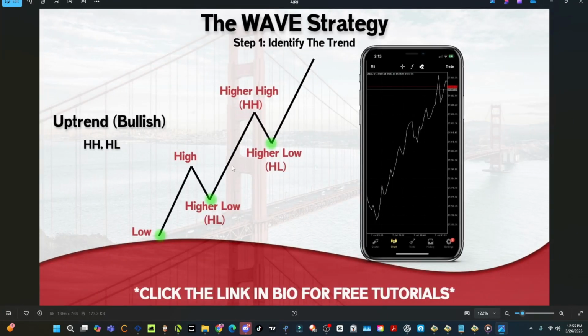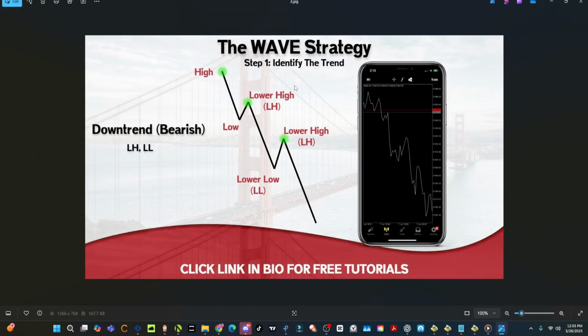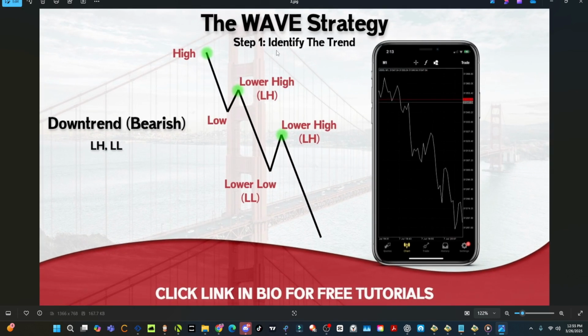So if this is what the market looks like when it's going up, then what does the market look like when it's going down? It's the same exact thing, but just vice versa. Remember, this is the first step of every strategy that we have inside of our university. The first step is to identify the trend. When the market is going down, we call this a downtrend, or some people will call it a bearish market. A down candle is called a bearish candle. A down market is called a bearish market. So this is the pattern that it makes when it's going down.